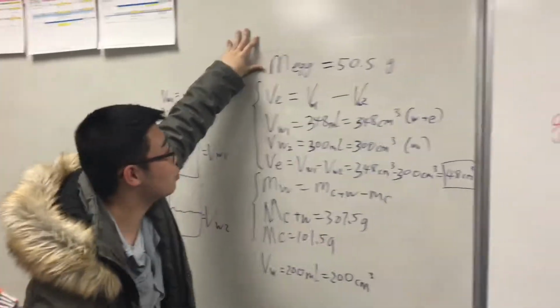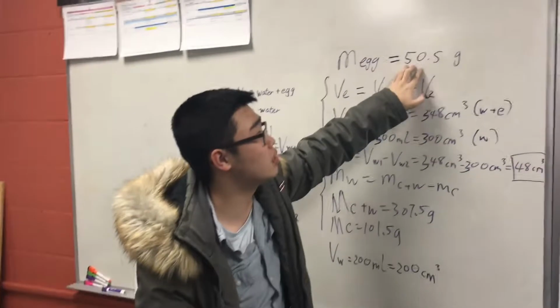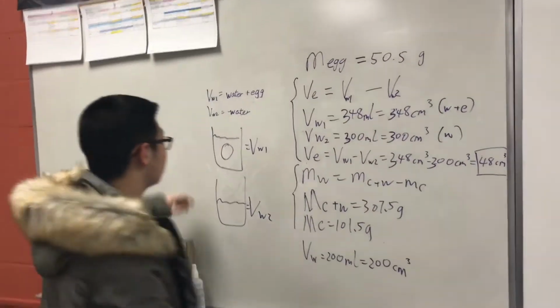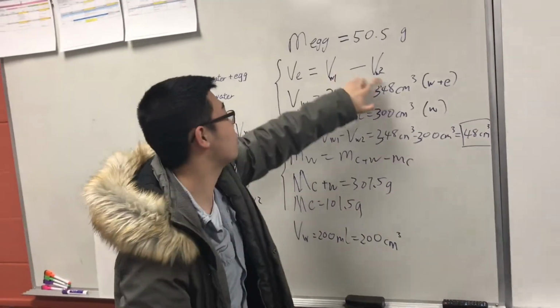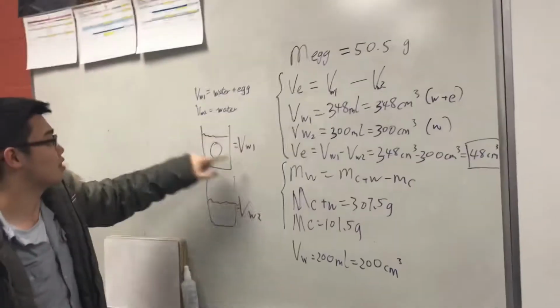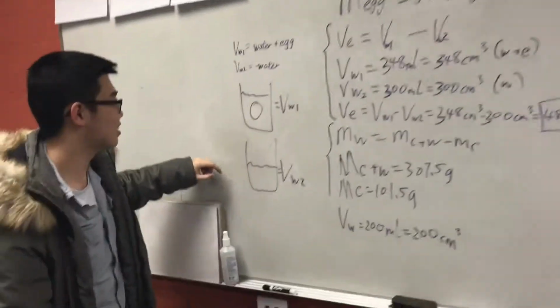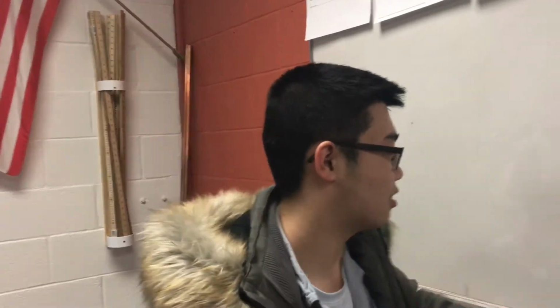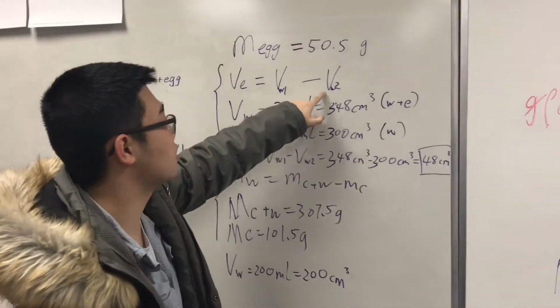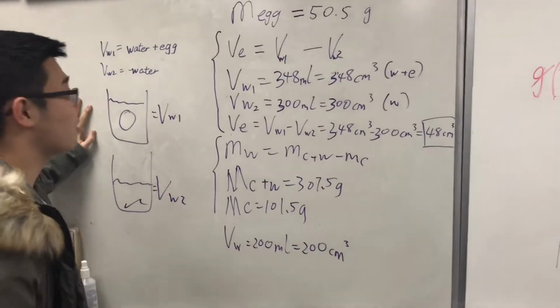Okay, so this is the data we got. First of all, we got the mass of the egg equal to 50.5 grams. And we got this equation. First of all, I want to introduce what VW1 and VW2 are. VW1 is the water plus egg, in the cup. And VW2 is just pure water. And the volume of the egg is equal to VW1 minus VW2.